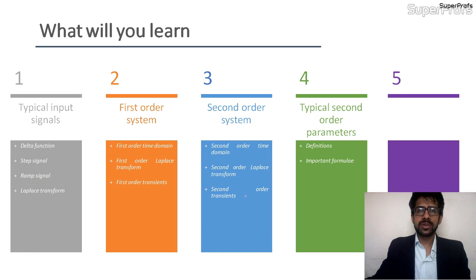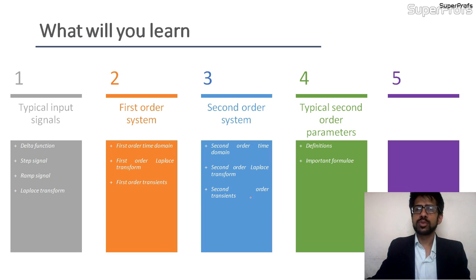Before going into outputs, we must study what kind of inputs we are interested in giving to the system. There are many standard inputs known as delta function, step signal, ramp signal to be given to a system. These inputs are studied in time domain, and their Laplace transforms are also important when we are studying control systems engineering.